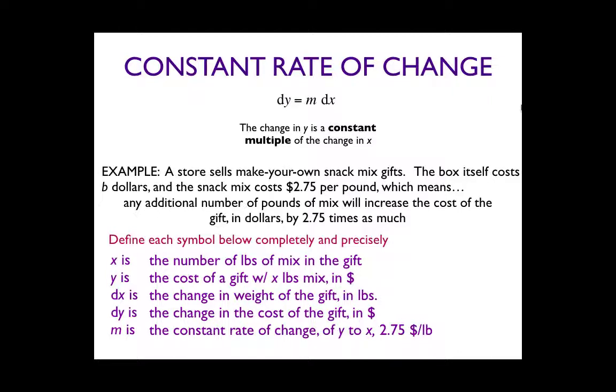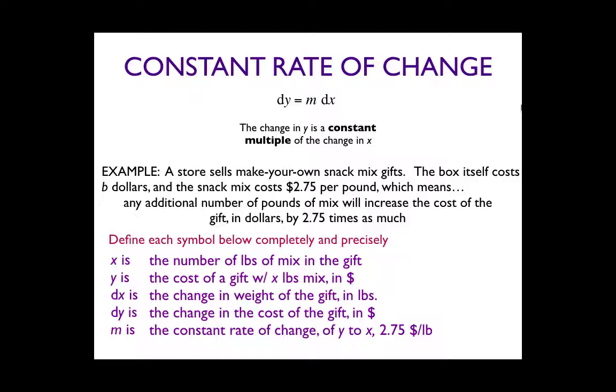So if you remember that Canvas quiz, y final minus y initial, we wouldn't have been able to use that method here to calculate any dy because we didn't have any values of y, the cost of a gift with x pounds of mix in it. We didn't have an initial value or a final value, but we would be able to calculate dy as long as we knew something about dx.